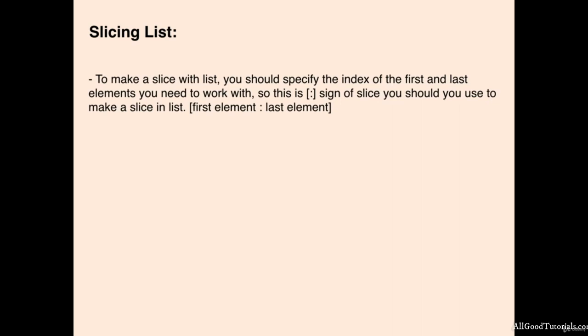Making a slicing list. To make a slice with a list, you should specify the index of the first and last elements you need to work with. So this is the sign of slice. You should use it to make a slicing list: square brackets, first element, colon, last element. Let's see how.